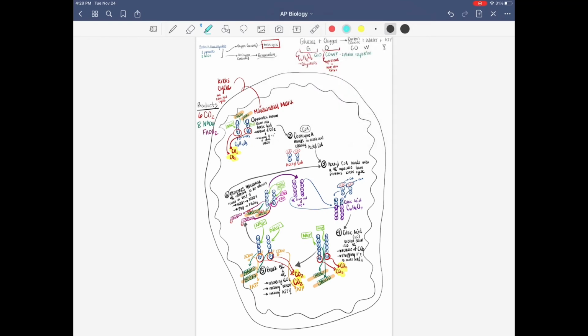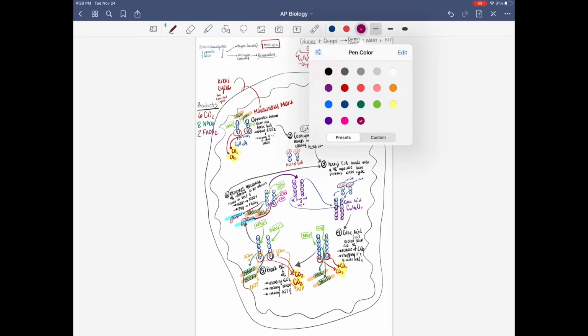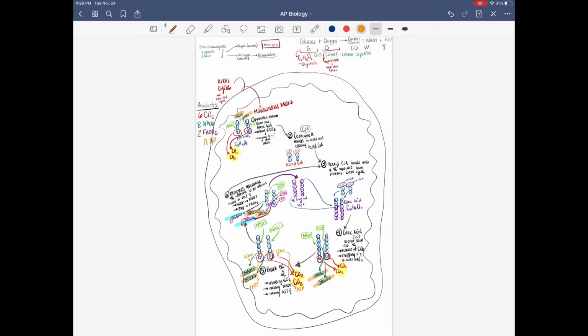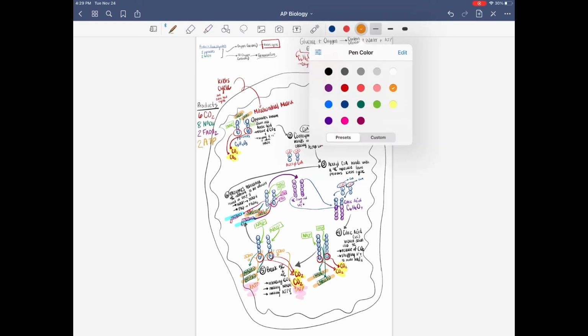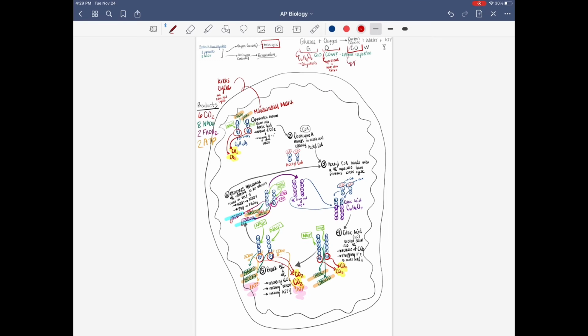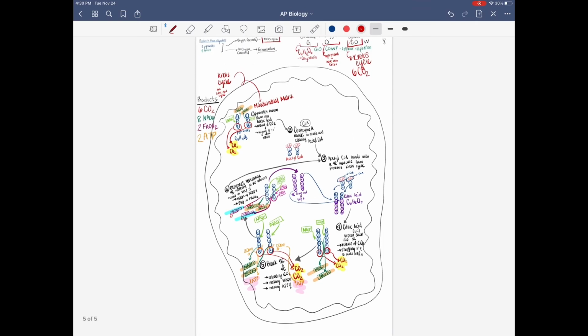FADH2 was only made in step 6. We have 2 of them, so there were 2 FADH2. We only made ATP in step 5. We made 2 of them, so there are 2 ATP molecules built. If we come back to our reaction for cellular respiration, you can see the carbon dioxide, which is one of the products. We are getting it in Krebs cycle. We are making 6 carbon dioxides in Krebs.